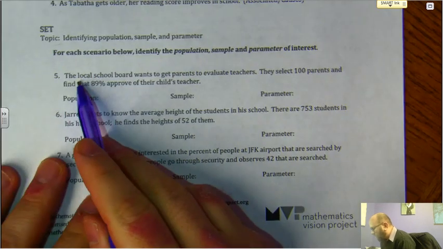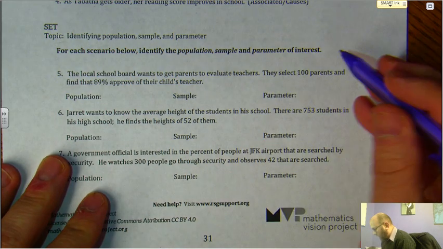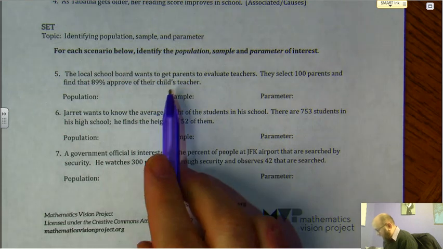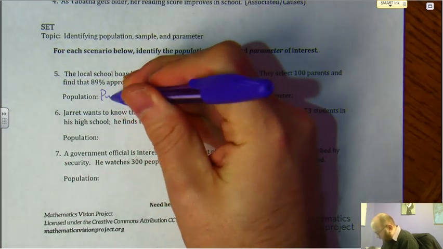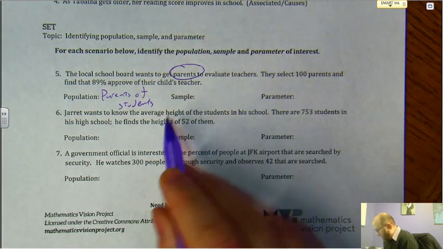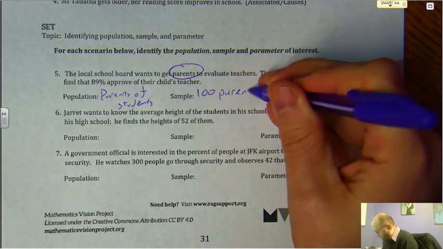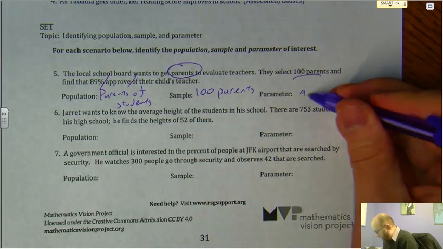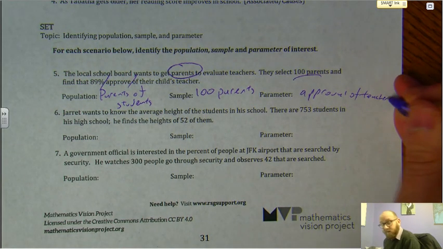So for number 5, the local school board wants to get parents involved to evaluate teachers. They select 100 parents and find that 89% approve of their child's teacher. So what's the population? Parents of students. What's the sample? Looks like they picked 100 of them. And what's the parameter? If they approve, if they want approval of teachers. I would kill for 89%.